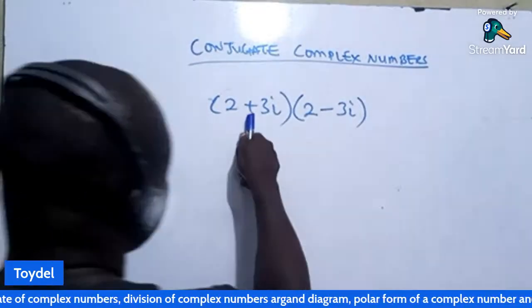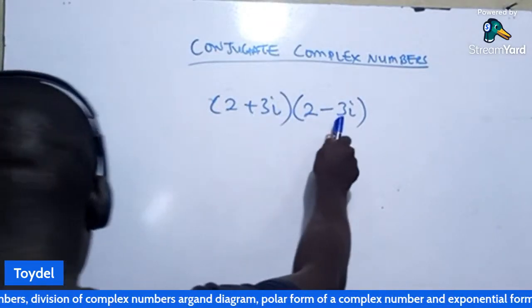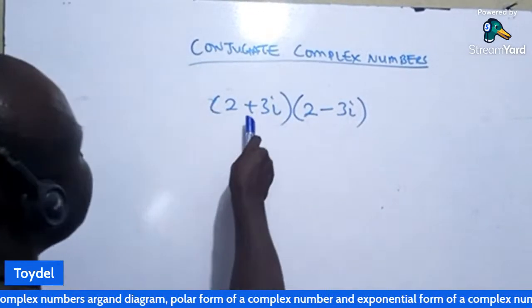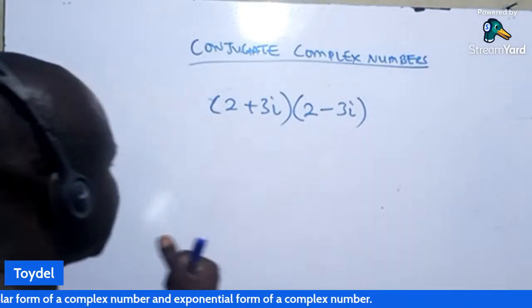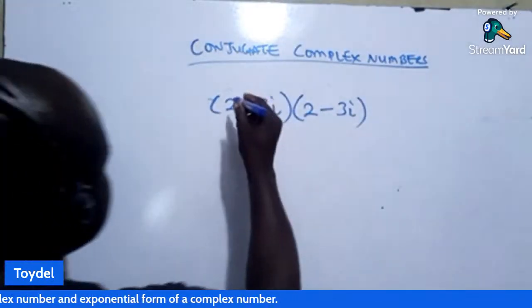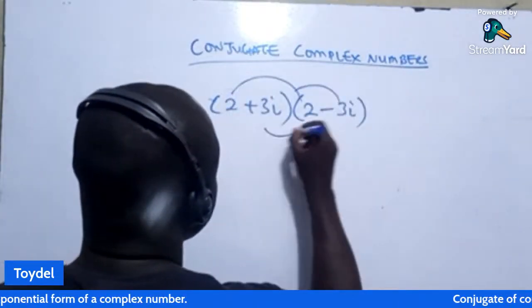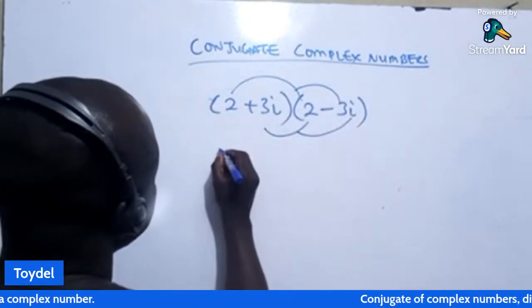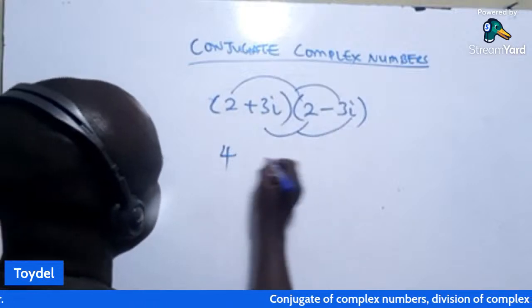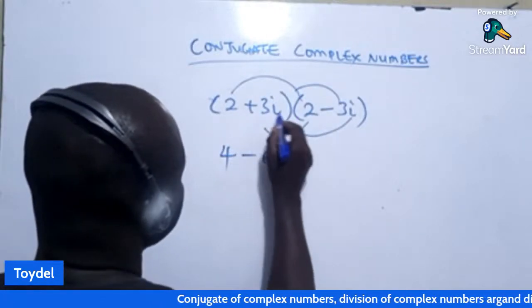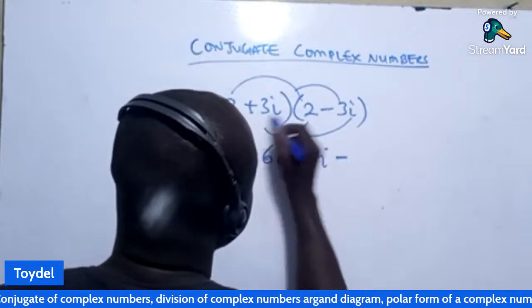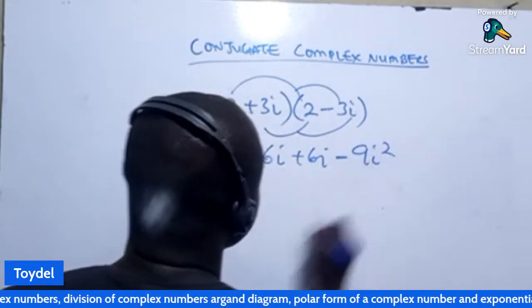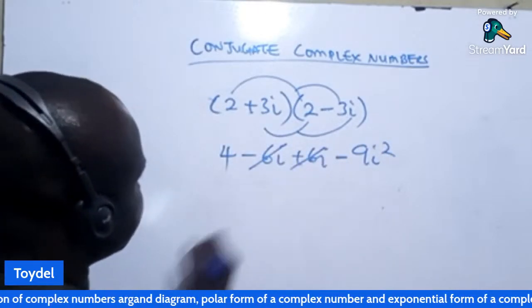So if you multiply a complex number with its conjugate, you are going to get a real number. For instance, if you expand this, what do you get? 2 times 2 is 4. 2 times minus 3i is minus 6i. 3i times 2 is plus 6i. Then plus times minus, that's minus 3 times 3, 9i squared. So minus 6i takes care of plus 6i.